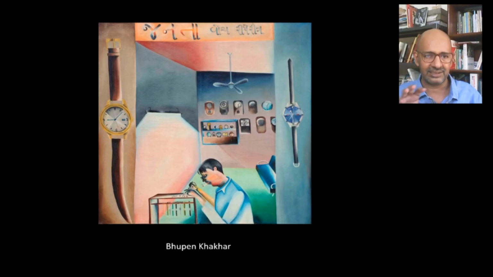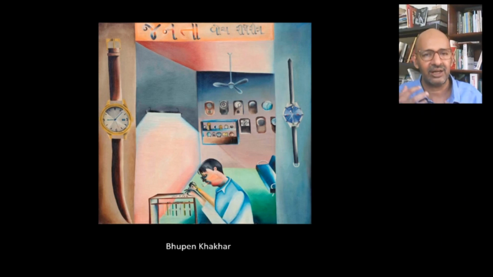Then we have Bhupen Khakhar, who sourced his subject matter mostly from the most ordinary features and scenes and visuals and happenings of daily life. And therefore, in many of his paintings, you see absolutely ordinary actions, ordinary gestures, ordinary situations, but painted in a slightly fragmented way, not necessarily within one single perspective composition.